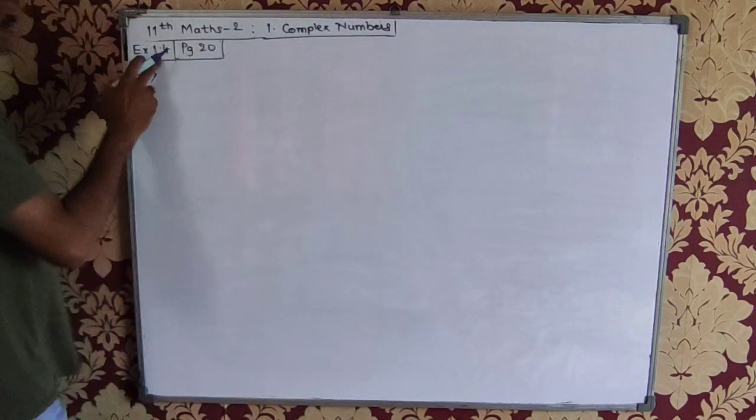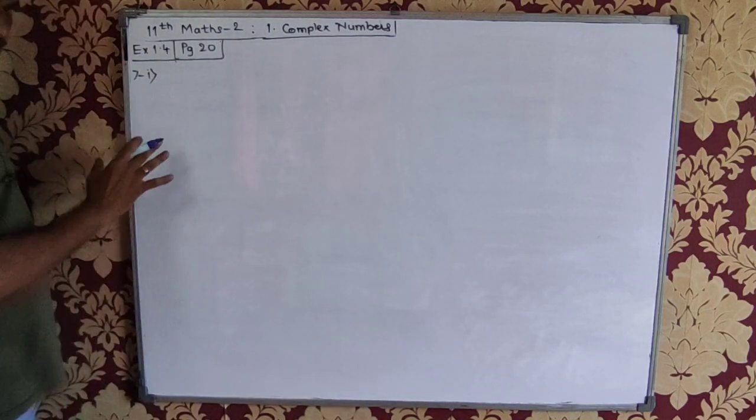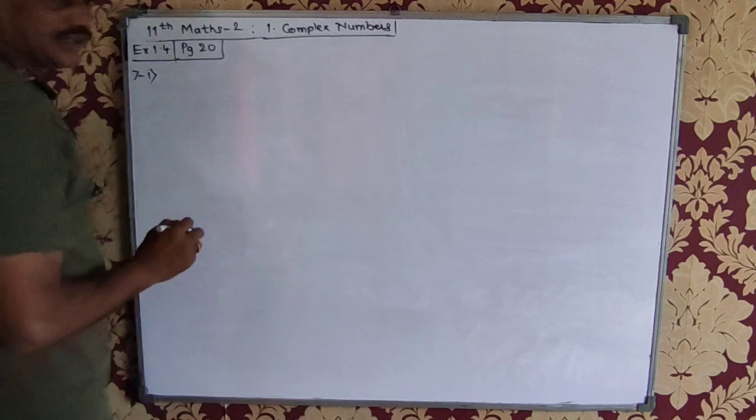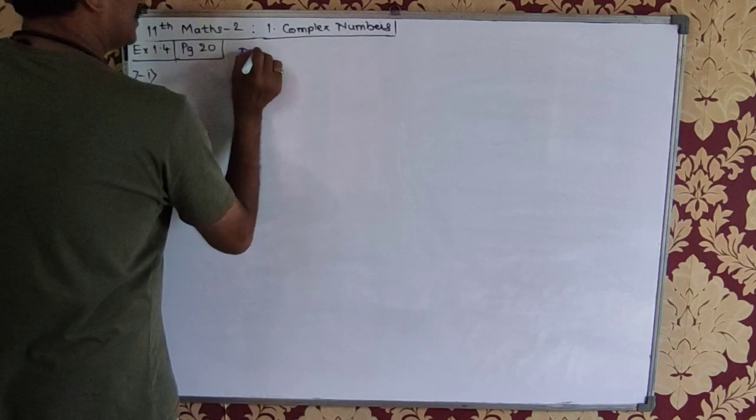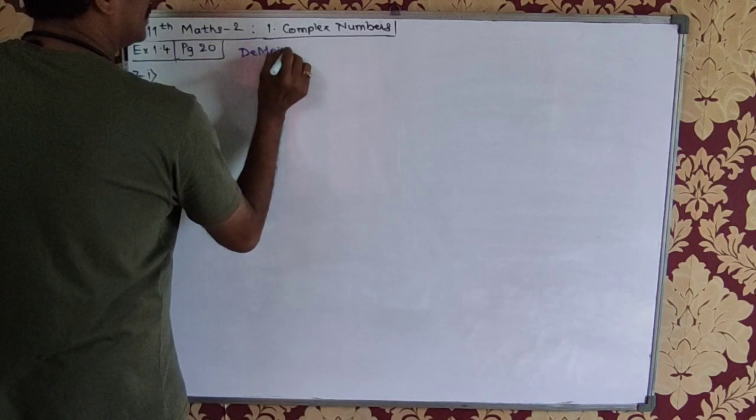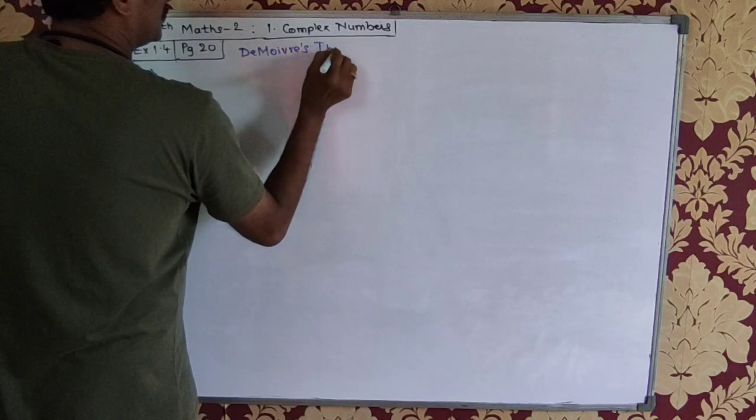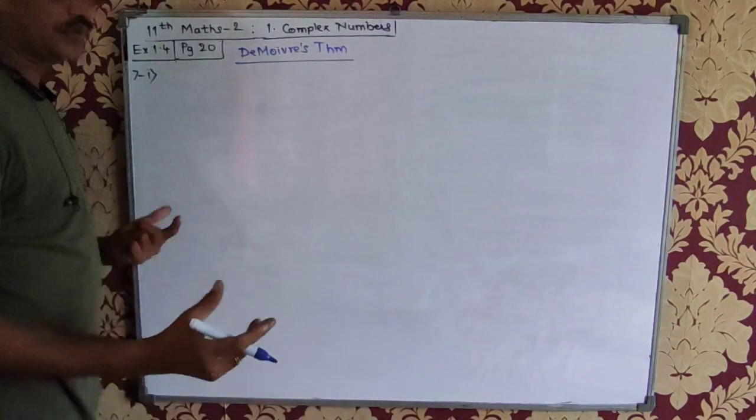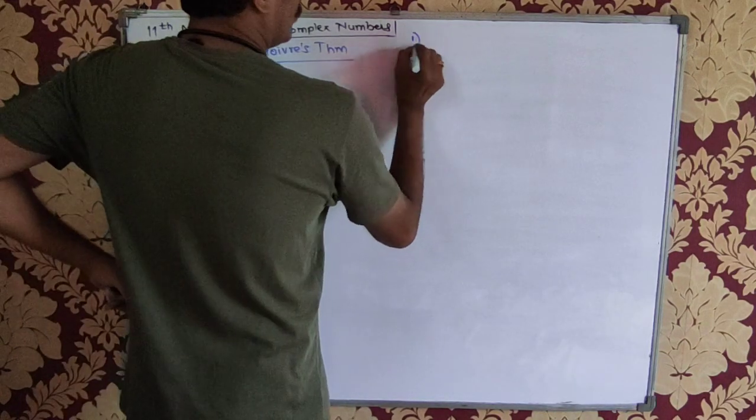I will extend this De Moivre's theorem. So we'll go for exercise 1.4, page 20. There are a couple of questions based on De Moivre's theorem. Okay, how do I extend De Moivre's theorem, or write it as a shortcut? Because what is given in the book is a little different, so there are two formulae of De Moivre's theorem.